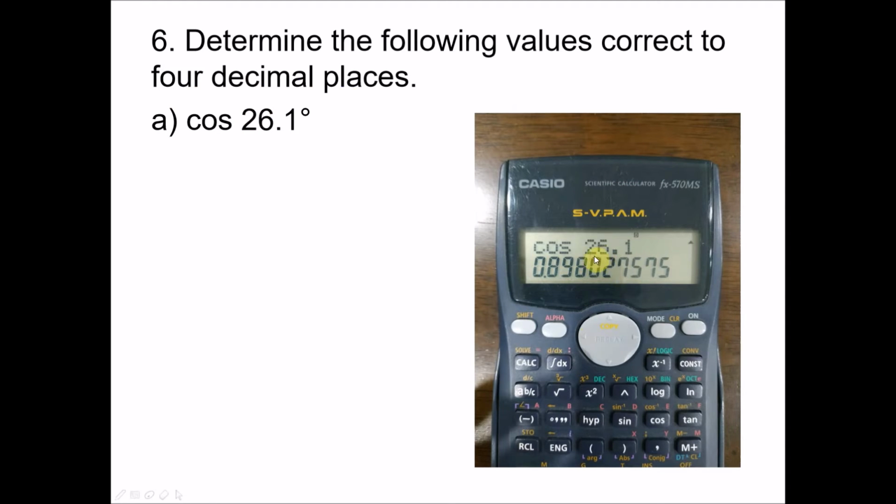0.8980. For 4 decimal places, we just take 1, 2, 3, 4, 4 decimal places after the decimal point. So since this is 2 here, you don't have to add 1. So the answer is 0.8980.